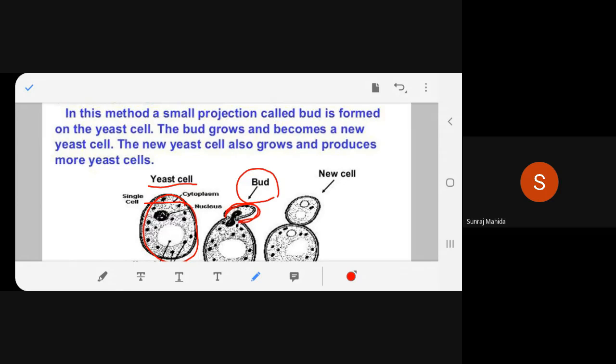You agree? Then it starts growing and it forms a new cell. Now this cell will again start budding and will add to the population of the yeast cells. So it keeps on growing, keeps on producing more and more yeast cells, and converts the milk into curd. Any problem?